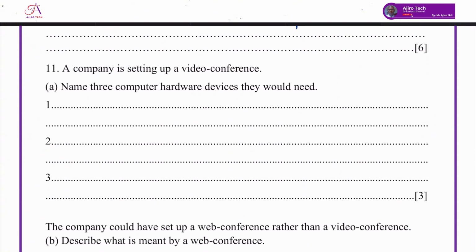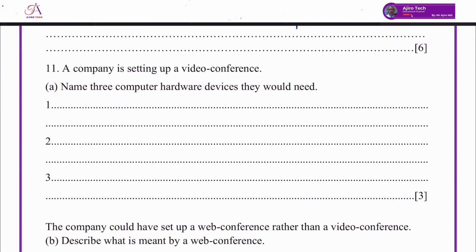A company is setting up a video conferencing. Name 3 hardware devices they would need. Now, when it comes to video conferencing, it is a communication that uses both video and sound. You can actually see them, you can talk to them. People are in the same conference room, but you can see other people in different countries who are in the same conference room. So the whole idea is bridging the gap for traveling to different countries.